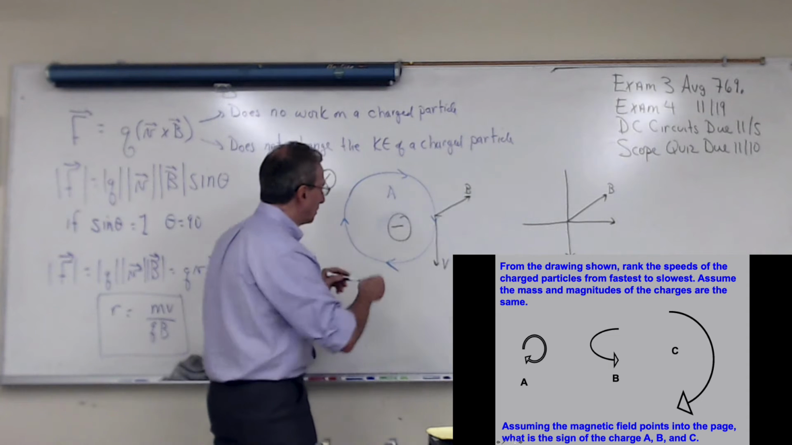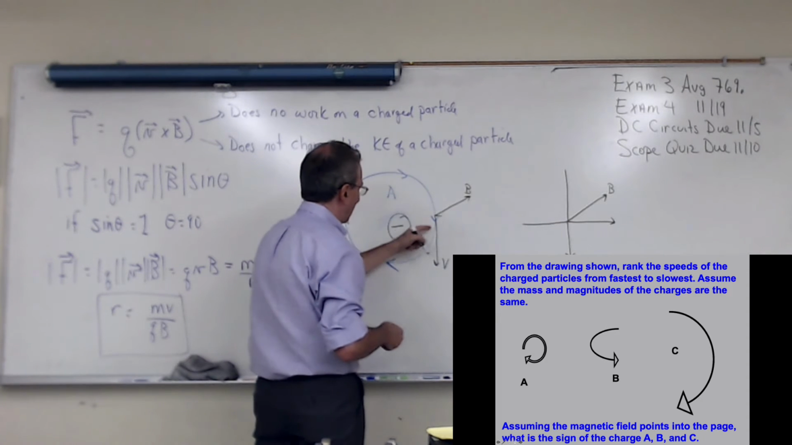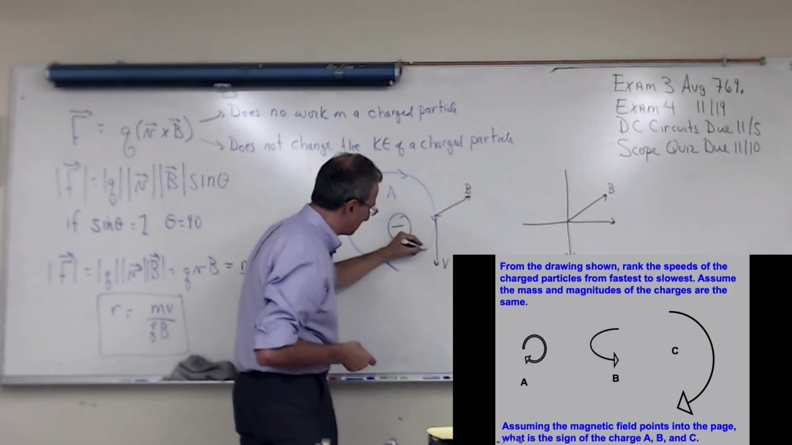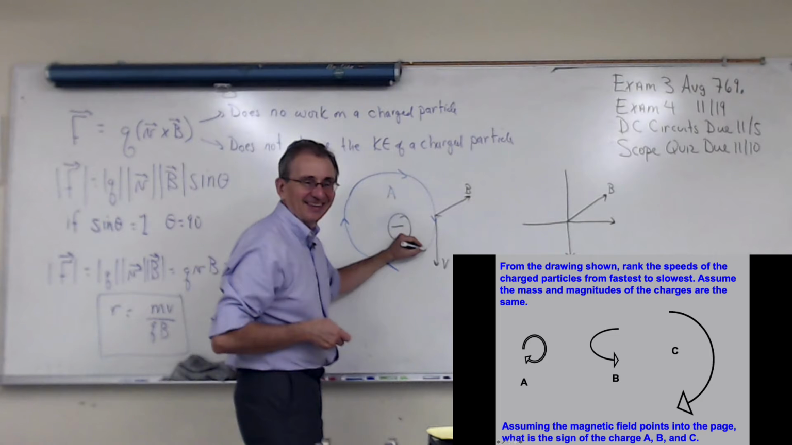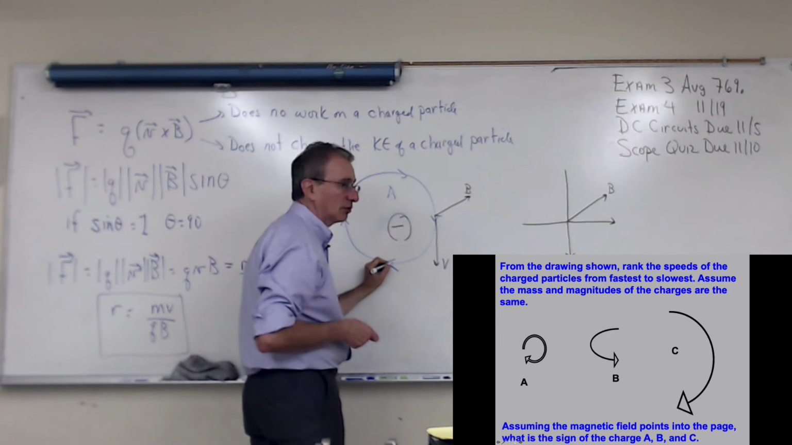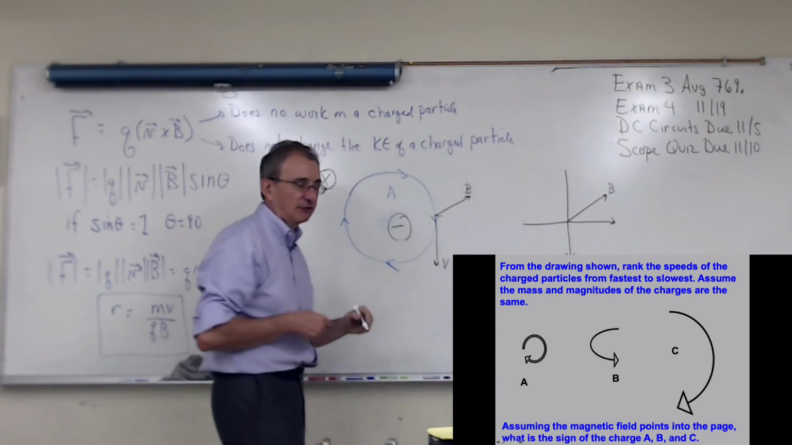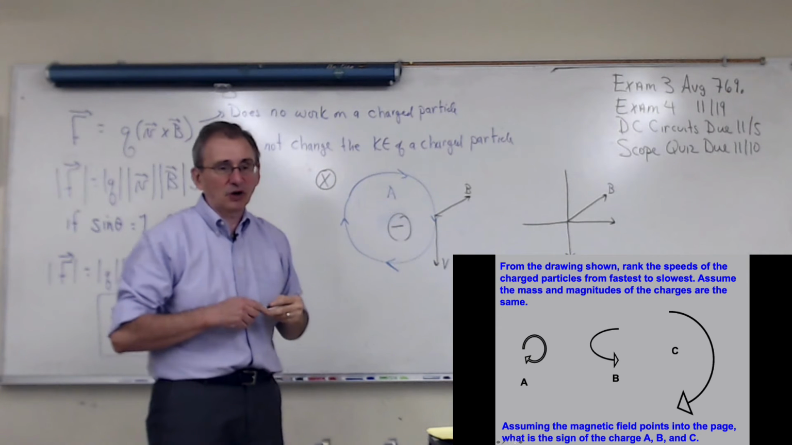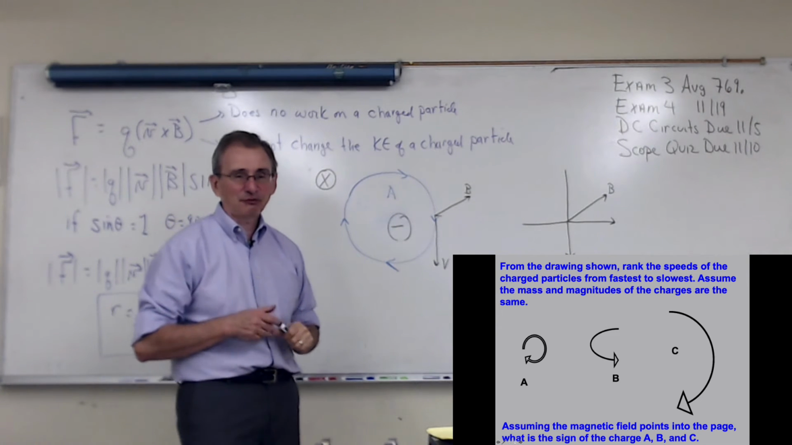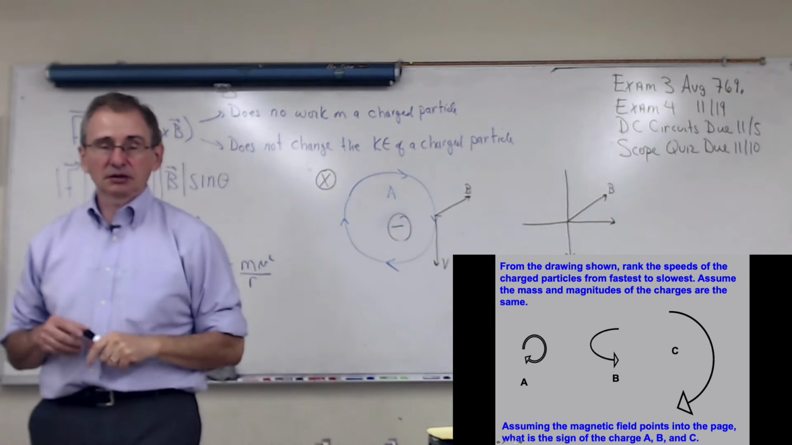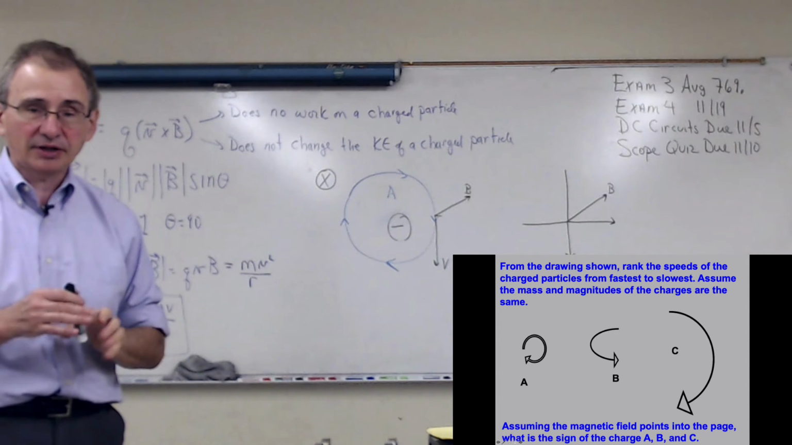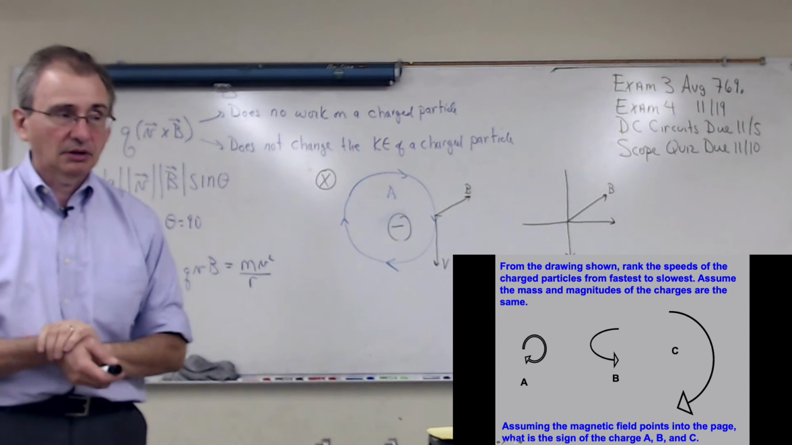You can apply this to any part of its motion, right? I chose an easy point. You can choose this one too, and it would give you the answer here. I would choose any one of those points. If you did B, the force would point towards the center of the circle, and then you know that B is positive.